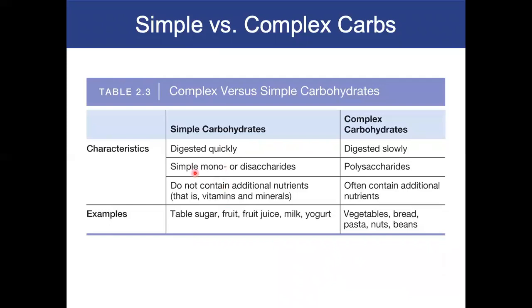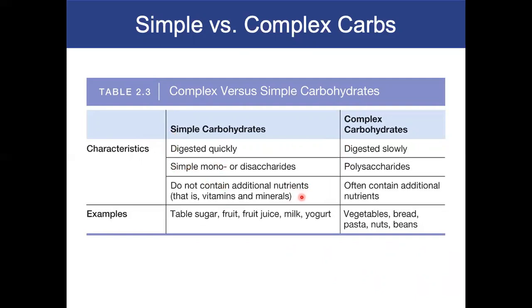So, comparison table. Simple carbs, they're digested quickly. They're mono or disaccharides. Complex carbs are digested slowly. They take way longer to digest. They're polysaccharides. Simple carbs do not contain additional nutrients. That's not quite true. If we're talking about fruit, it does have vitamins and minerals. But if we're talking about table sugar or white breads or what have you, they're kind of like wasted calories, right?